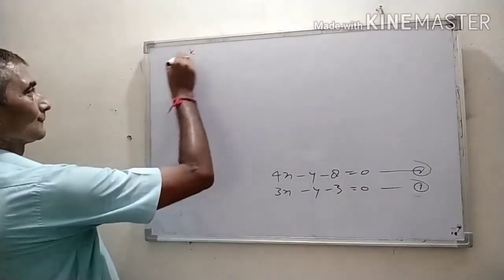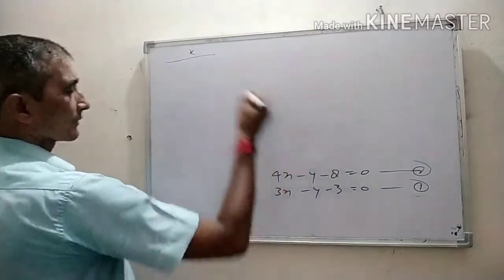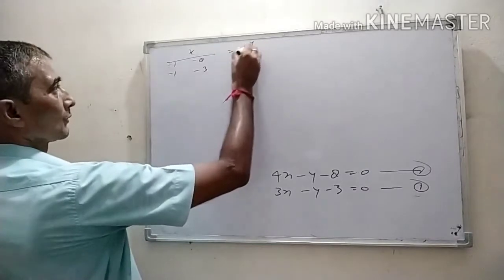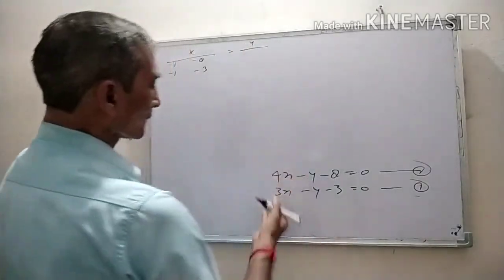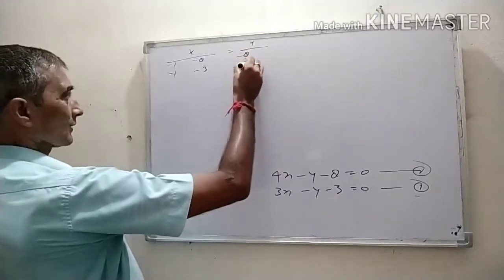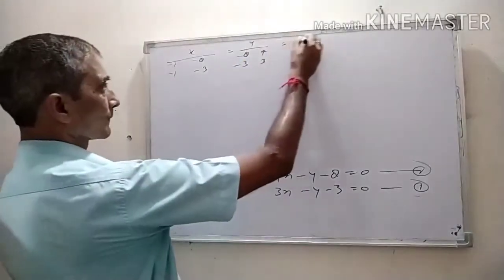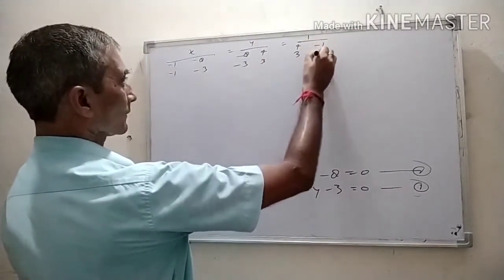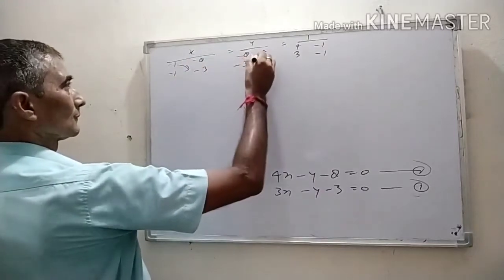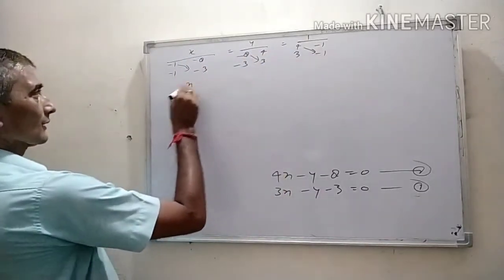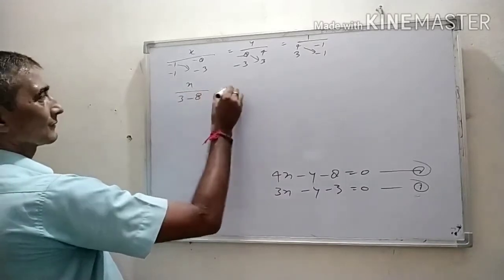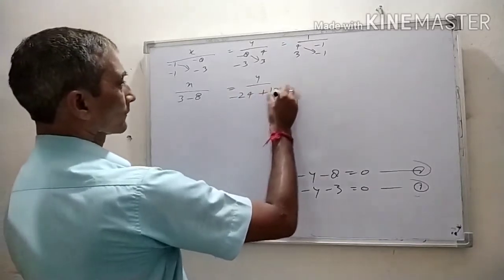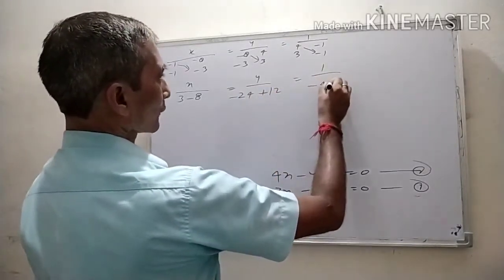Now x by coefficient of y and constant, that is minus 1, minus 1, minus 8, minus 3. Y upon constant and coefficient of x, minus 8, minus 3, 4 and 3. 1 upon coefficient of x and y, 4, 3, minus 1, minus 1. X upon 3 minus 8 equal to y upon 24 plus 12, 1 upon minus 4 plus 3.